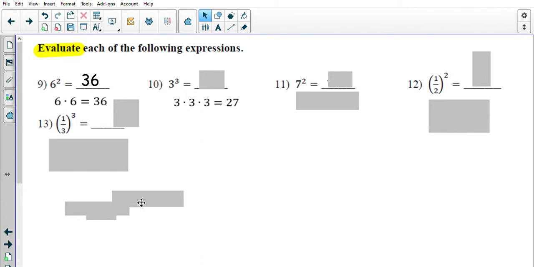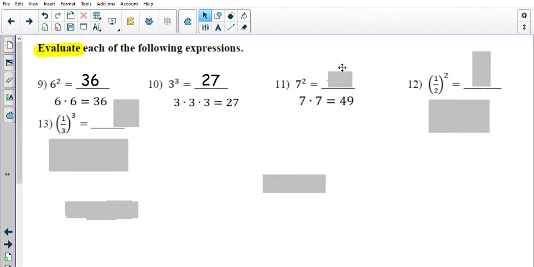9 times 3 is 27. So 3 cubed is 27. Again, I want to remind you, pause the video at any point as needed. Number 11, 7 to the 2nd power is 7 times 7, which is 49.